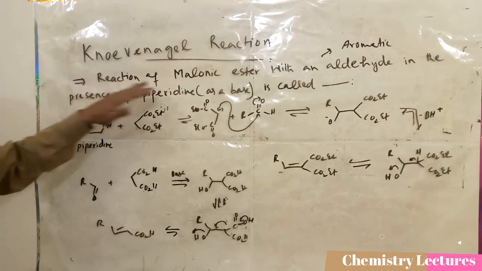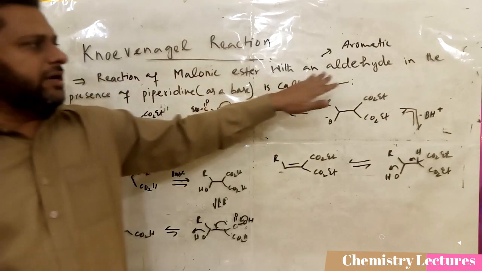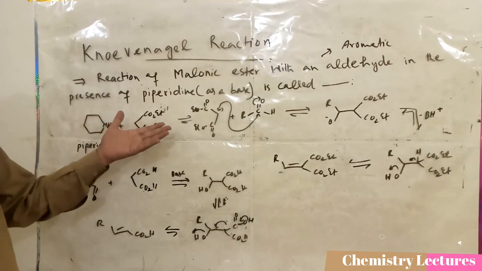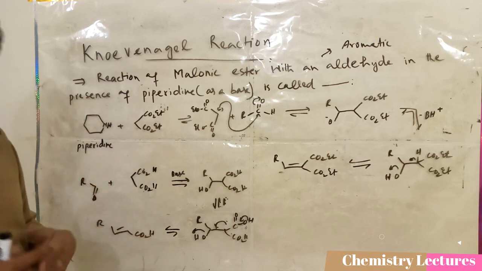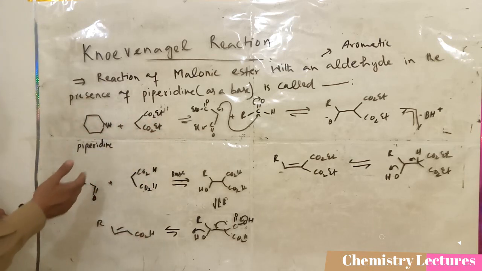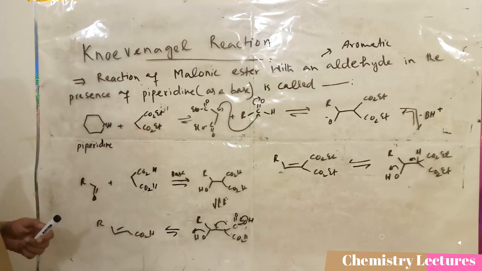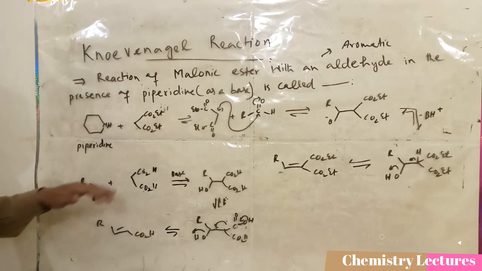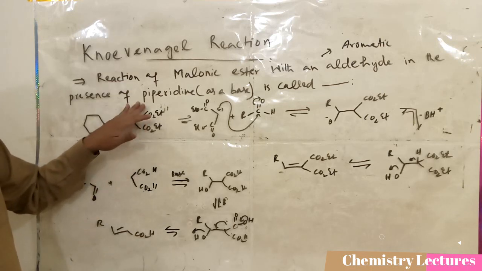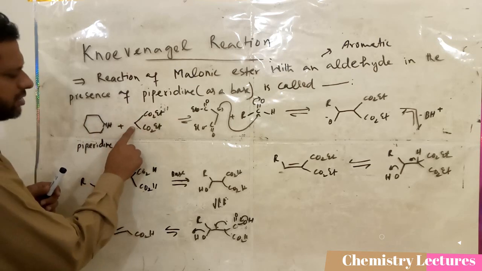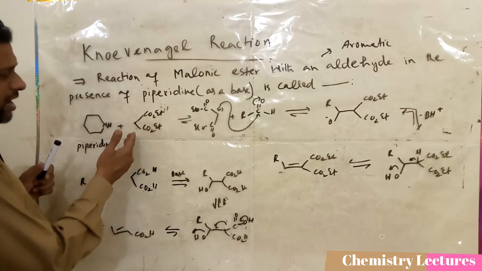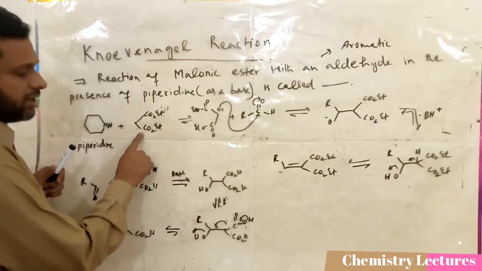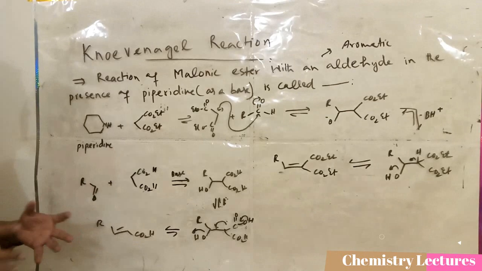So one reagent is malonic ester and the other is aromatic aldehyde, and the reaction takes place in a special type of base which is called piperidine. Now I will tell you why we use piperidine. As you know, malonic ester is a special type of ester in which the alpha carbon is highly activated. Why? Because two ester groups are present, so both ester groups activate this methylene group, and when the carbanion is formed here, it is delocalized on this side and also on this side, so this carbanion is very easily formed.